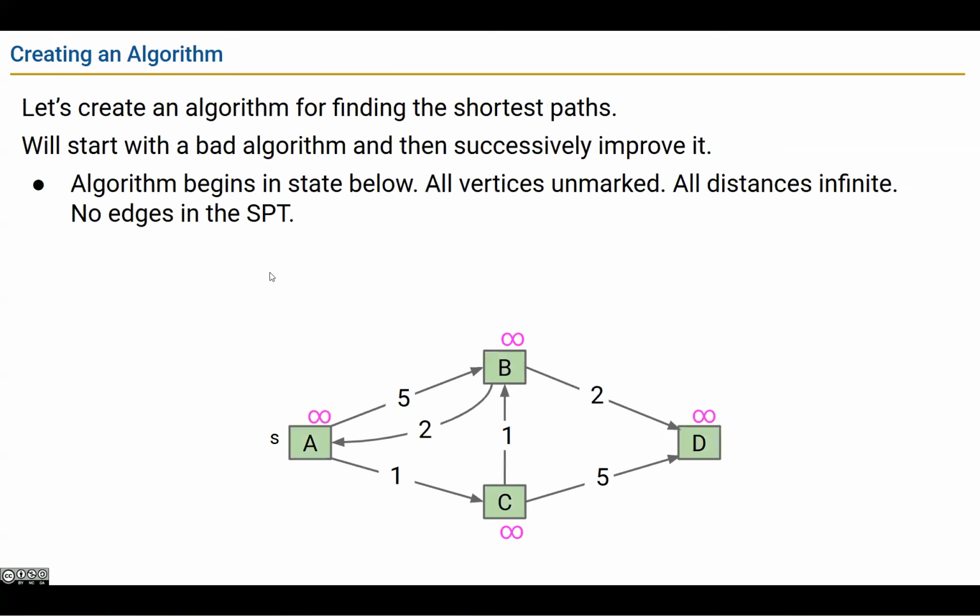So let's create some algorithms to find the shortest path. We'll start off with some bad algorithms and we'll improve them over time. And we'll start off with the algorithm in this state. In this state, we haven't found the shortest path to anything, so all the distances are infinite. And we don't have any edges in our shortest path tree yet. We'll build the shortest path tree one edge at a time.